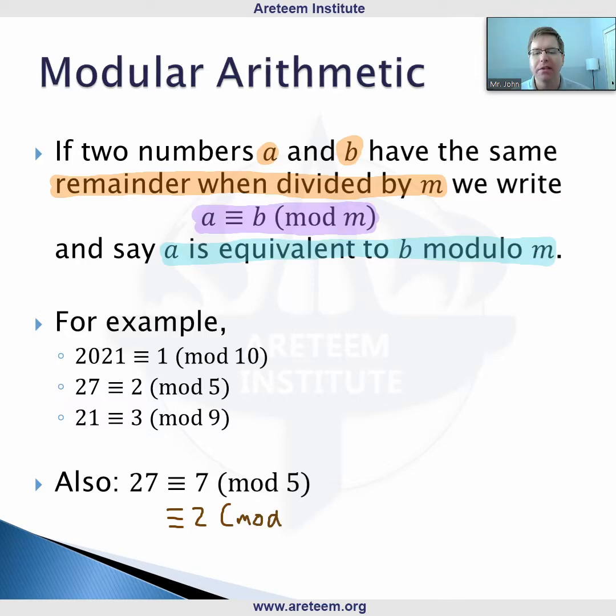But by our definition, the way we define this, as long as they have the same remainder, they are equivalent mod m. So 27 has remainder 2, 7 has remainder 2 when we divide by 5, so they are equivalent mod 5 in this case. So that's a little bit of our notation here.